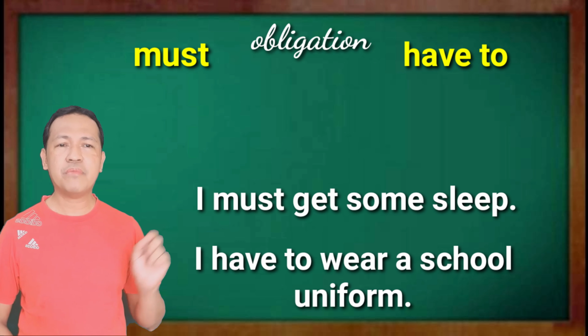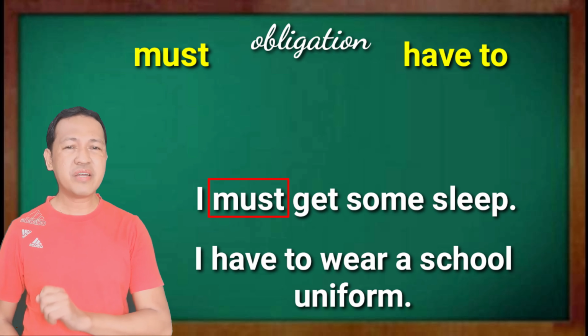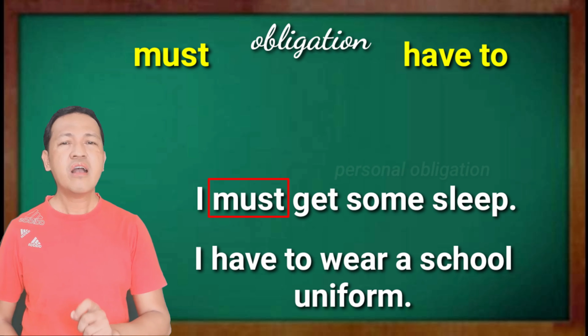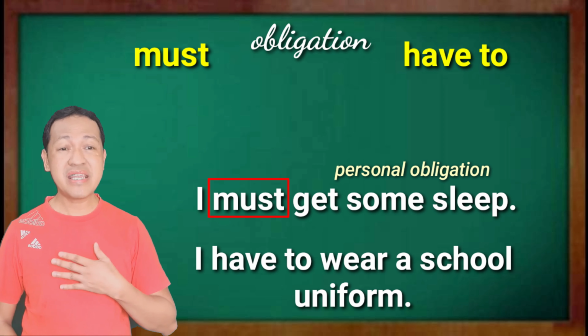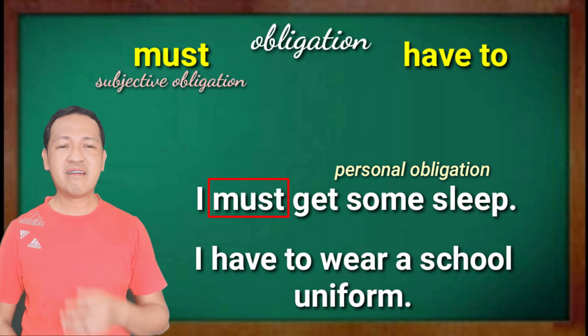Look at the first example. The modal must expresses obligation, particularly personal obligation. I must get some sleep. As a speaker, I express what I think is necessary. I believe it's necessary that I sleep to become fit and be ready for the next day's school. I use the modal must for more personal opinion about things I believe are important to do. The obligation comes from me and my feelings. That's why it's called subjective obligation.